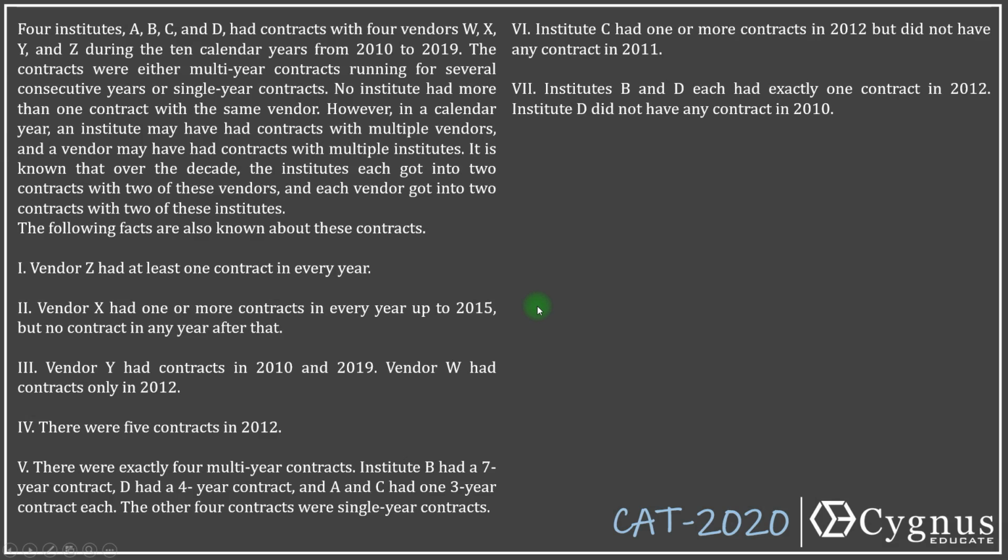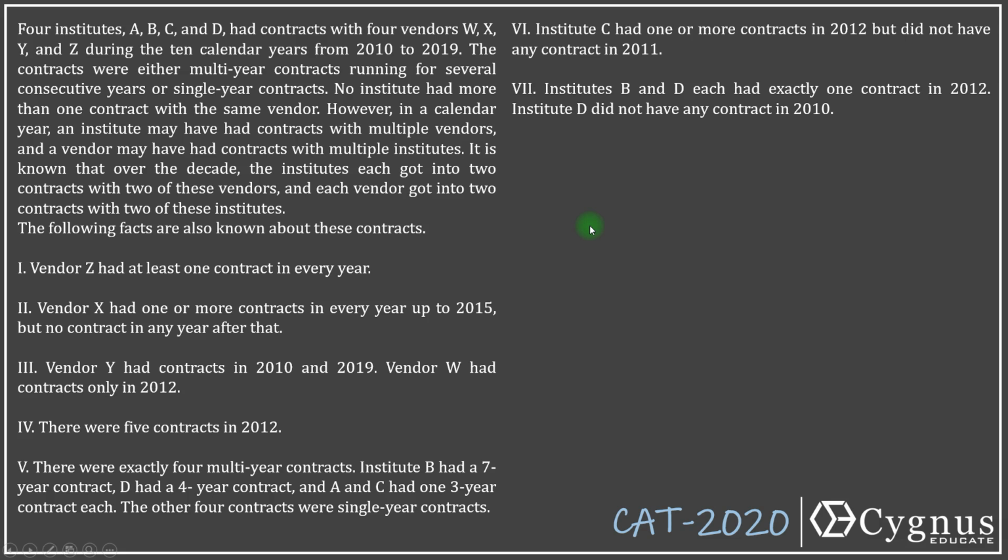It says 4 institutes A, B, C and D had contracts with 4 vendors W, X, Y and Z during the 10 calendar years from 2010 to 2019. The contracts were either multi-year contracts running several years or single year contracts. No institute had more than one contract with the same vendor. Fair enough. However, in a calendar year, an institute may have had contracts with multiple vendors and a vendor may have had contracts with multiple institutes.